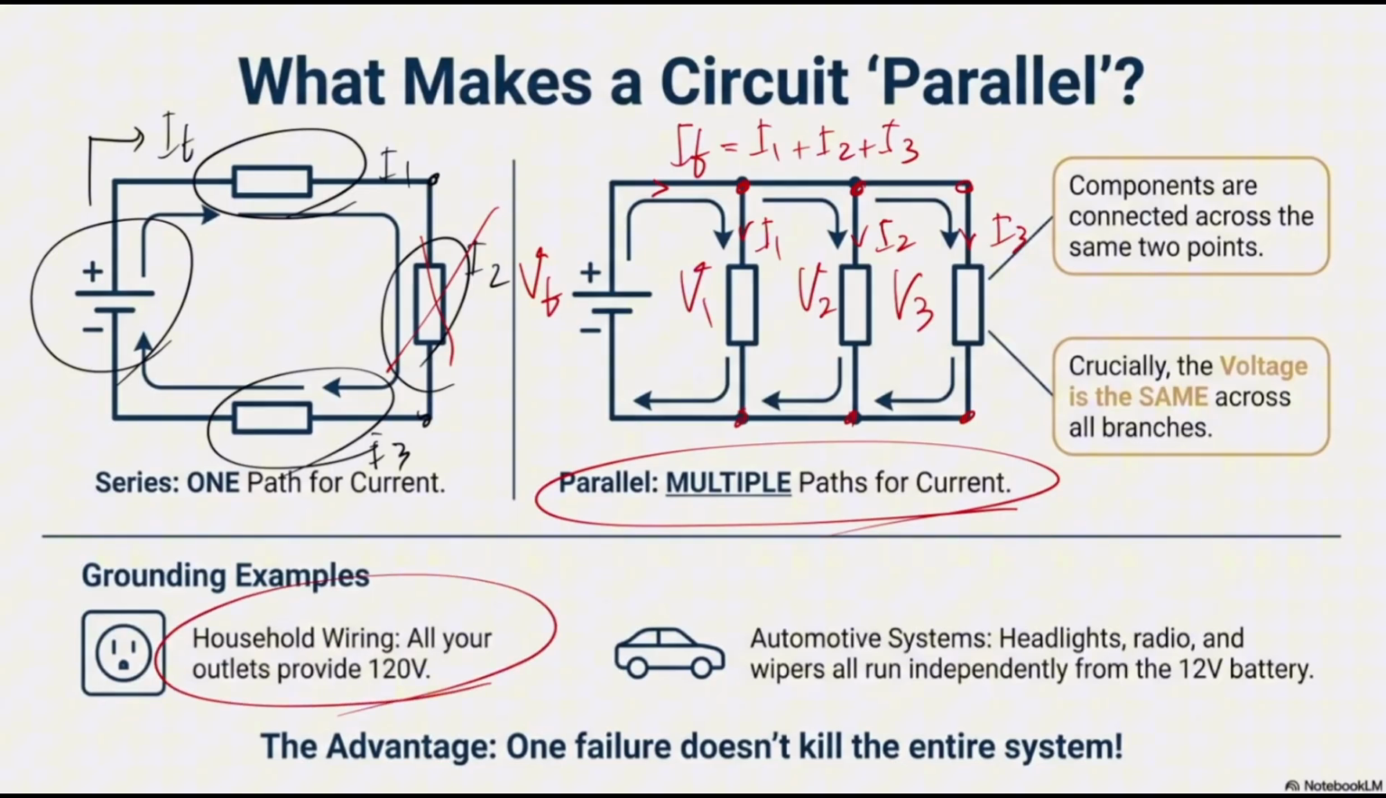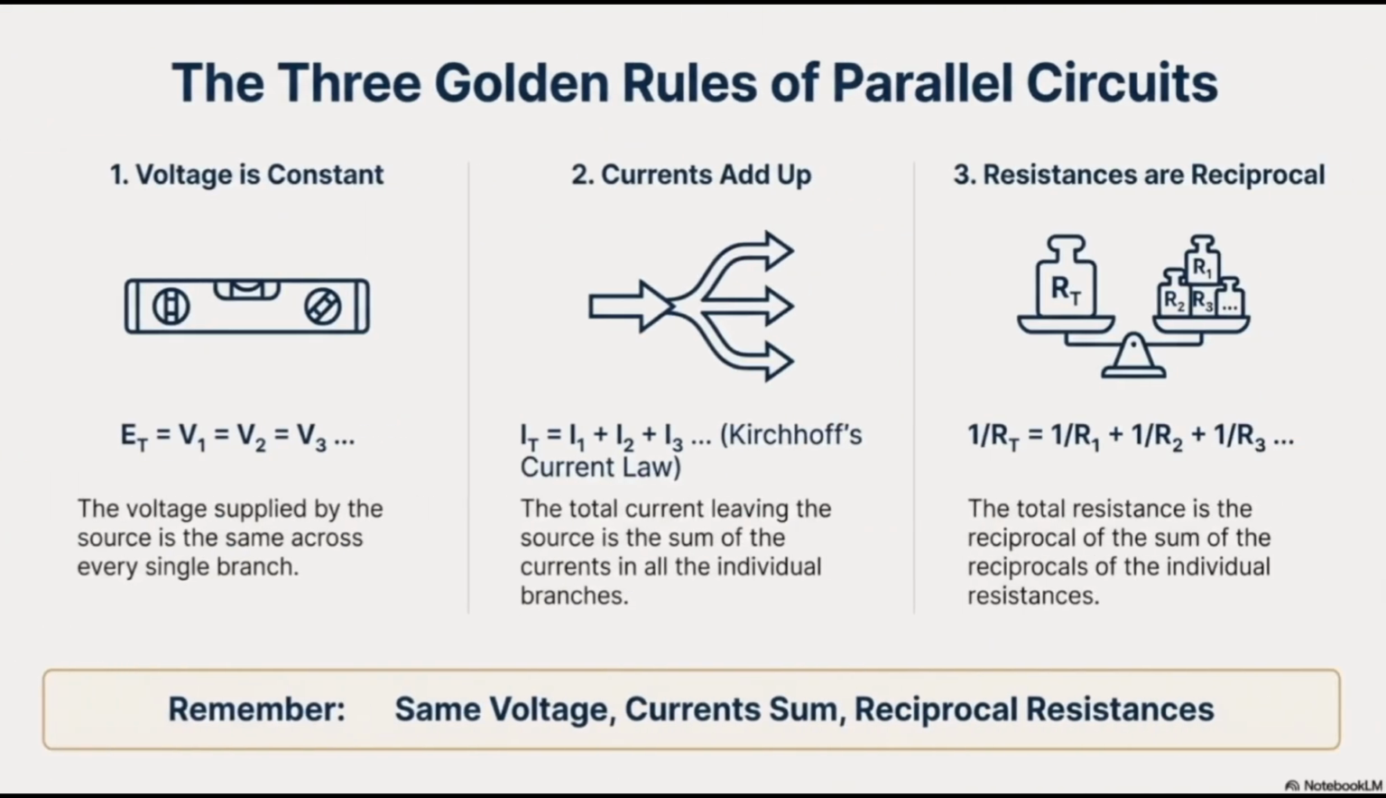If you want an example, imagine your household. Everything is wired in parallel, because if something happens to one of your outlets, we don't want everything else to shut down, right? That's why we have it like this, in parallel. And what about your car, your automotive system? The headlights, the radio, and everything are connected to your battery, but in parallel. So the main advantage is that one failure doesn't kill the entire system.